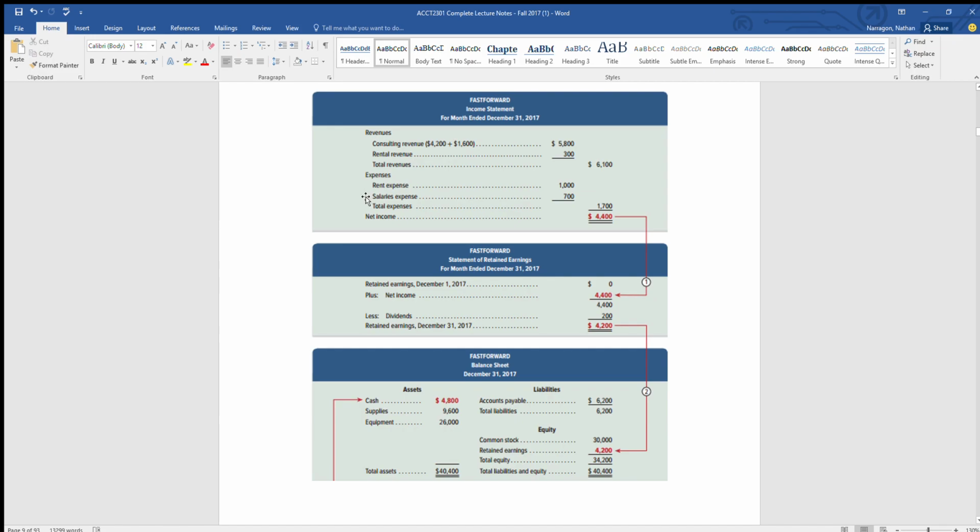Remember, this is just an example. So we add up the revenues, add up the expenses, subtract the two. We end up with 4,440. This is our net income. And then look as it flows right into the retained earnings statement. And again, this company just started, so it did not have any retained earnings starting off.